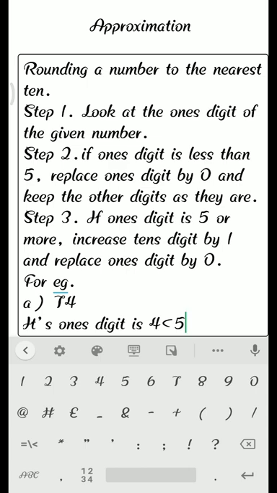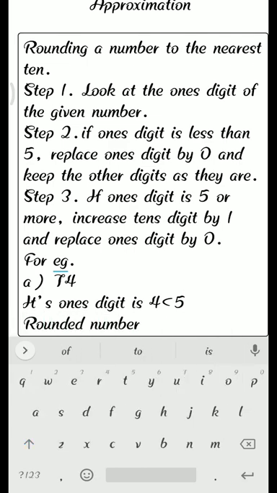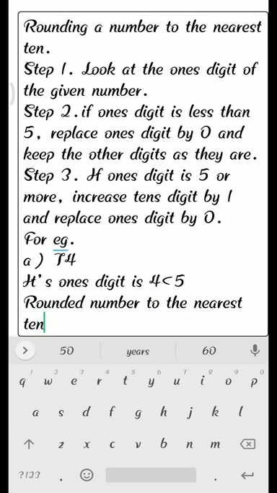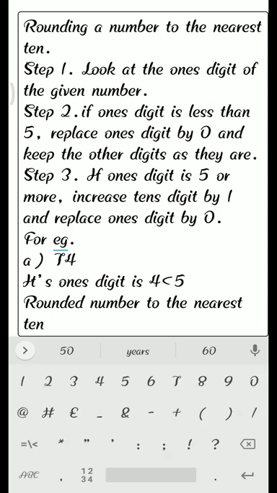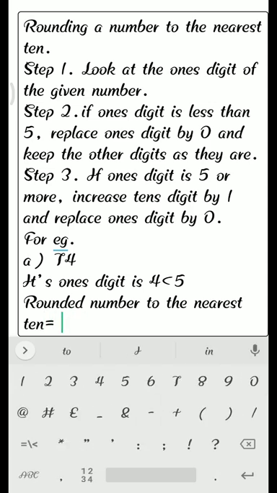Now see, if the ones digit is less than 5, then replace the ones digit by 0. That means the 4 will become 0 and keep the other digits as they are. That means the 7 will stay as it is. So therefore, the rounded number to the nearest 10 is 70. Are you getting it?